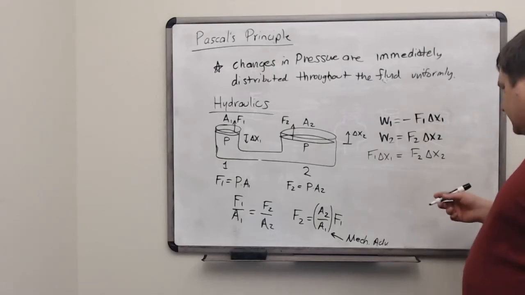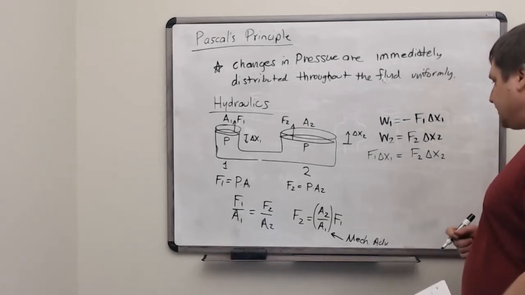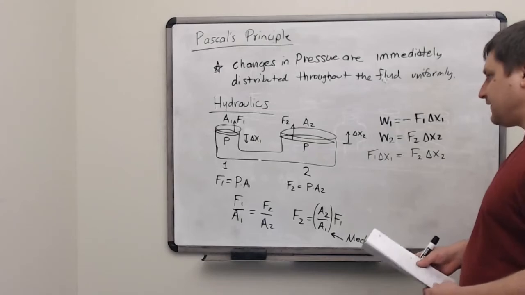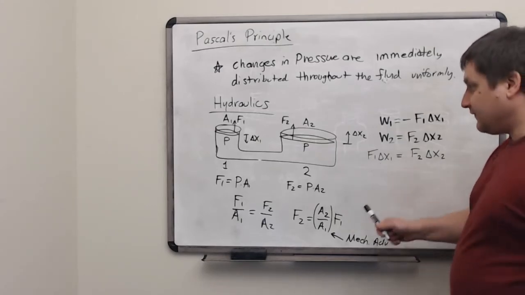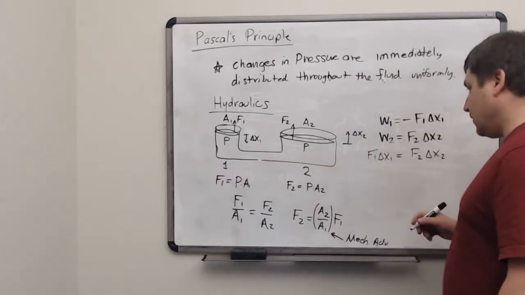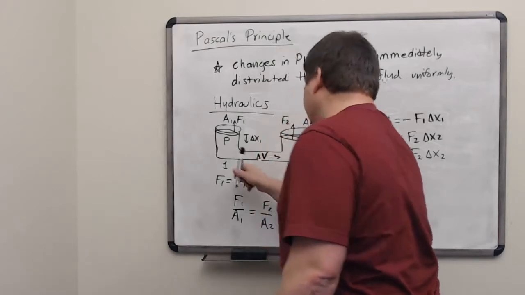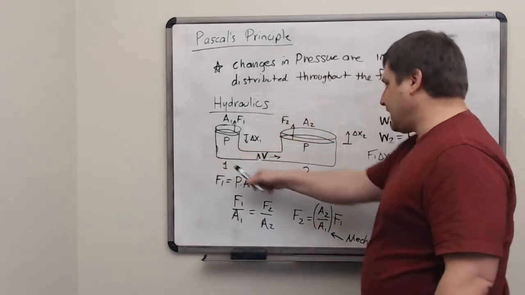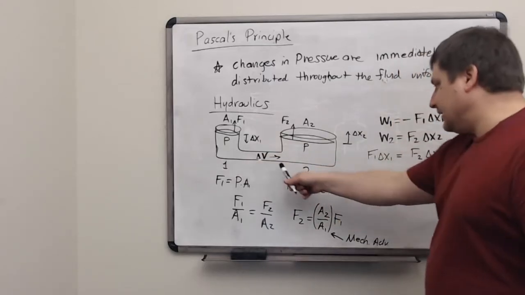Okay, so that looks just like the general formula for a simple machine. How does this specifically apply to the hydraulics? Well, it has to do with the delta x's and the fact that it's a piston. So let's imagine that there's some amount of volume of the fluid that moves from the left side to the right side when piston 1 is pushed down. We'll call that delta V.